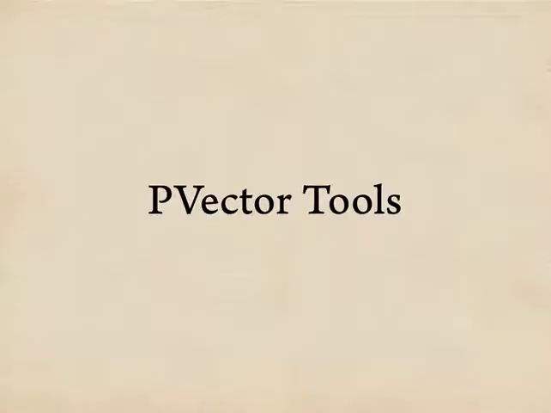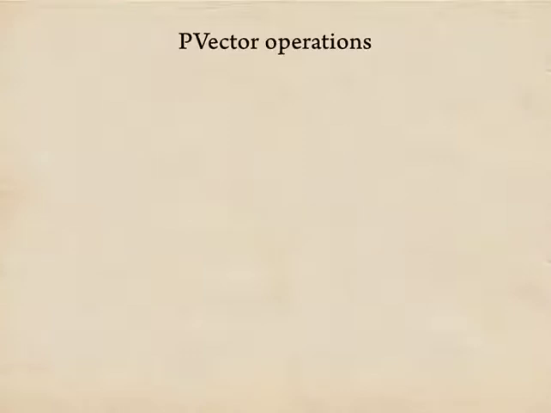Just as we saw for strings, Processing offers us a bunch of built-in tools for manipulating PVectors. To apply one of these operations to a PVector, we use the same syntax we used with strings. For example, suppose we have this PVector, pv. I'm going to actually create it by calling new PVector and giving it the starting values 3, 5.